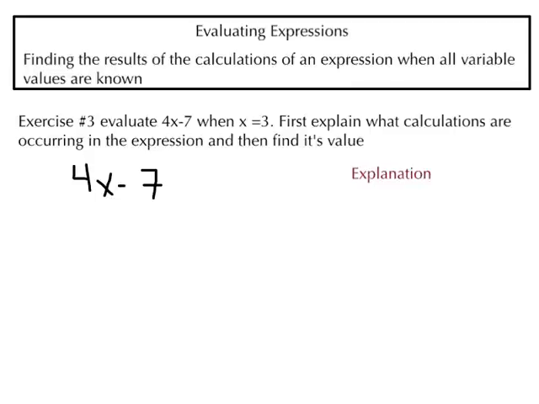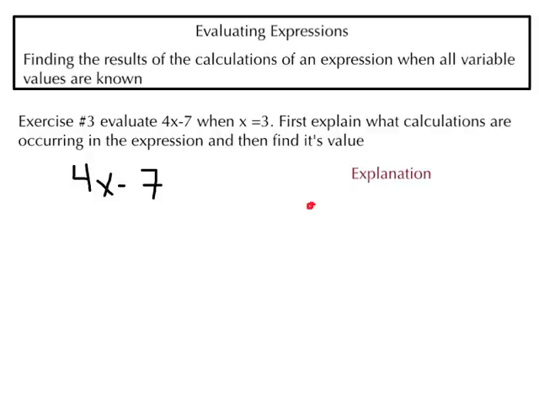Exercise number 3, it says evaluating expressions, and this is what I kind of talked to you about before. It says finding the result of the calculations of an expression when all variable values are known. So evaluating an expression means to solve, plug it in and solve. So for this guy here, it says evaluate 4x minus 7 when x equals 3. First explain what calculations are occurring in the expression and then find its value. So it's 4 times a number minus 7. So what's going on to the x first is that it's multiplying by 4 and then you would subtract 7.